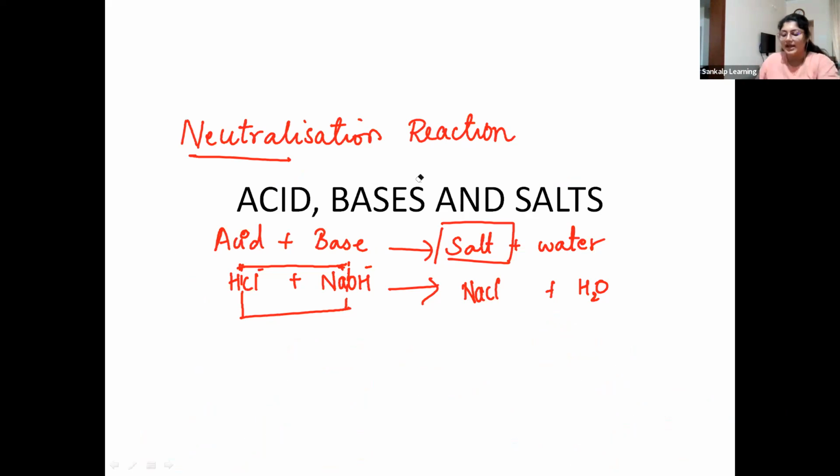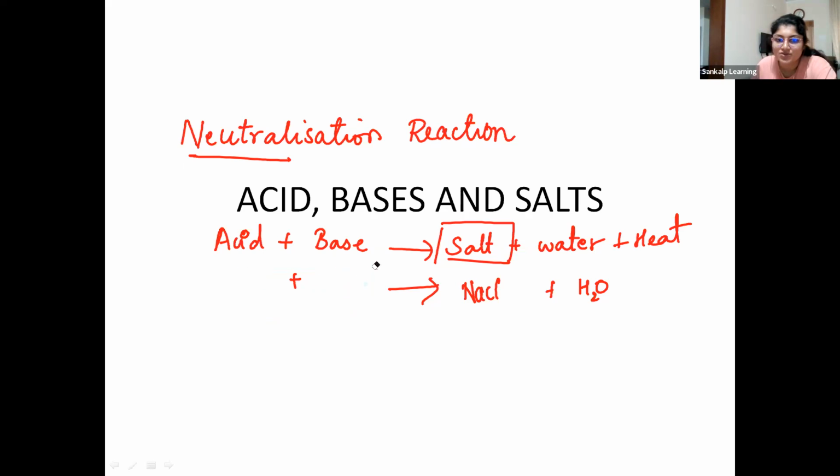So this is about salts. Whenever an acid reacts with a base, it gives rise to a neutralization reaction. There will also be some release of heat. So heat is also released. You can write this one equation: whenever acid reacts with a base, it gives rise to salt, water, and some heat is also released.